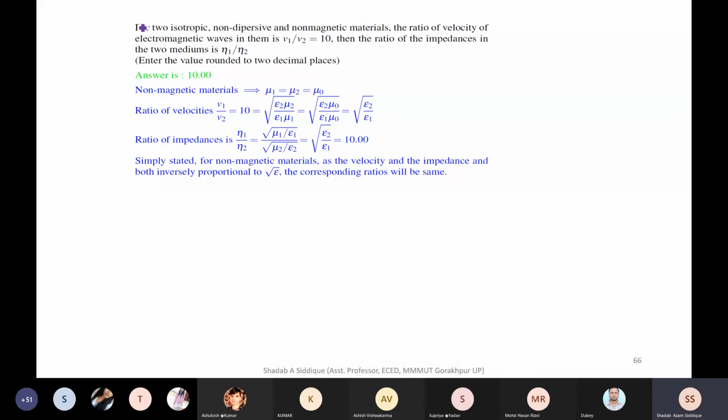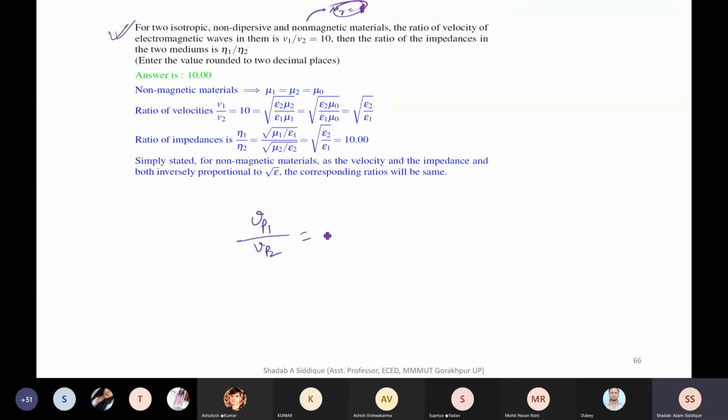This we have studied. This we know the formulas. We will try to relate with these formulas. So we have two isotropic, non-dispersive, non-magnetic materials, so mu r is equal to 1. So the ratio of velocity of electromagnetic wave in them, Vp1 divided by Vp2.